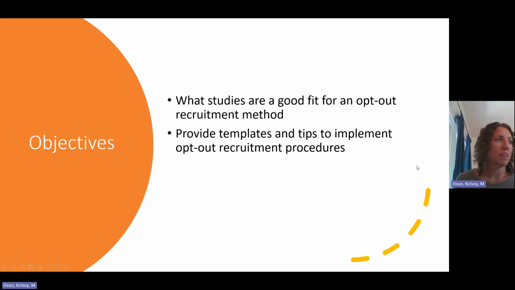So the objective is, first we're going to talk about what kind of studies this might be a good fit for, and also to give you some templates and some tips on how to use these for your studies.